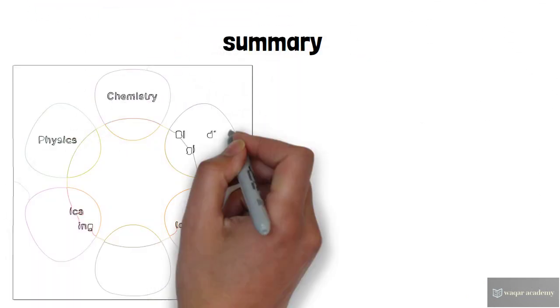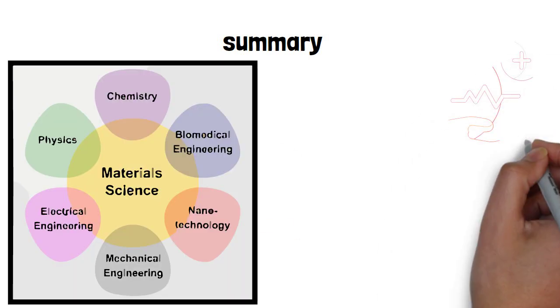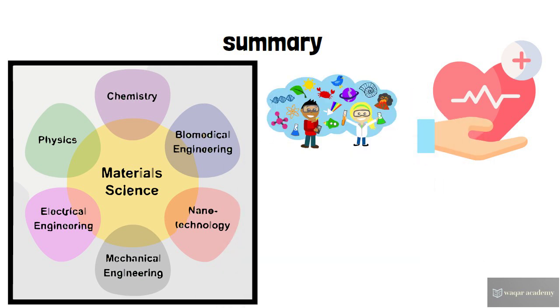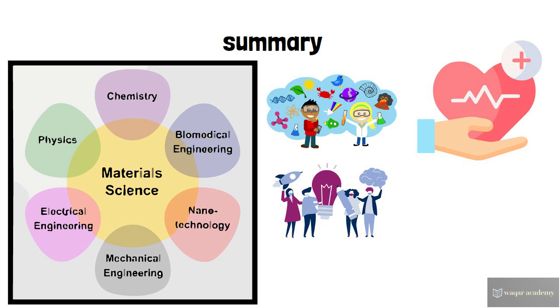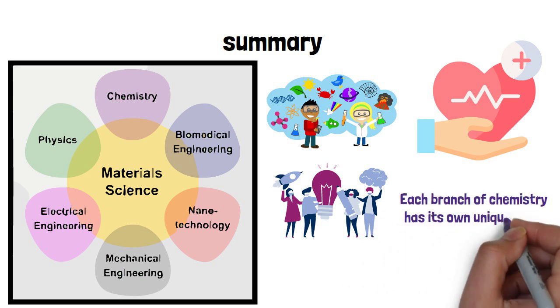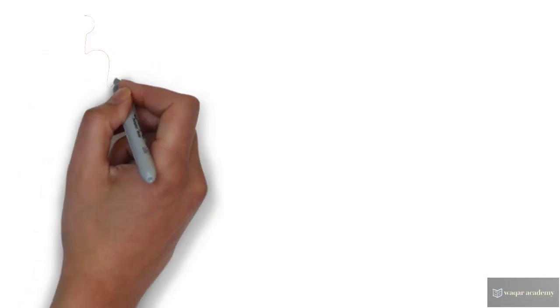In summary, chemistry is a diverse and vital science that impacts nearly every aspect of our lives. It provides us with the understanding and tools to innovate, improve our health, protect the environment, and advance various industries. Each branch of chemistry has its own unique focus and contributions to society.